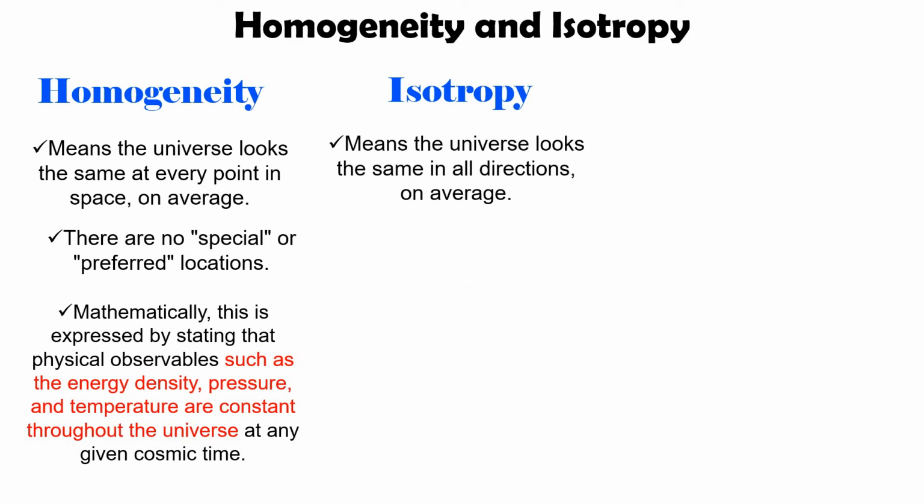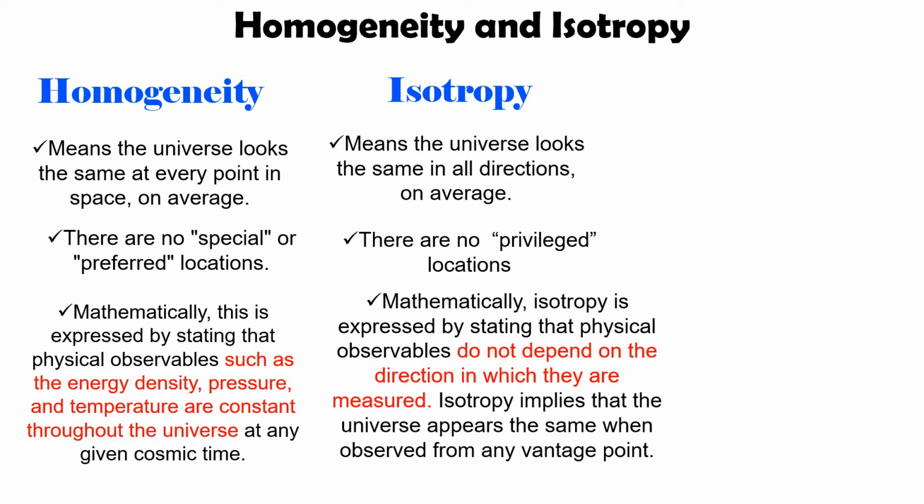What is isotropy? Now isotropy is also more or less the same. It means the universe looks the same in all directions on average. So here comes the concept of direction. And there are no privileged locations, just like homogeneity. Mathematically, isotropy is expressed by stating that physical observables, just like in homogeneity, do not depend on the direction in which they are measured.